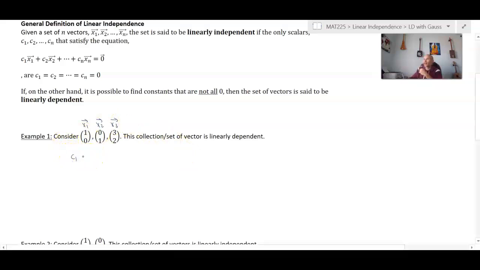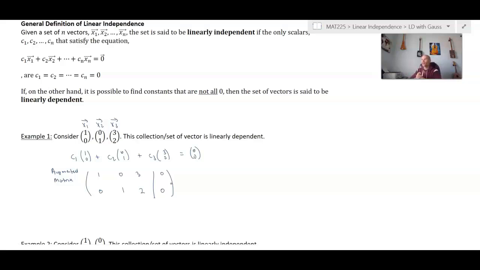So what we're trying to do is find, is there a C1 times x1 and a C2 times x2 and a C3 times x3 such that I get the zero vector? Well, this is something that we can solve for. We can solve for these three variables by using Gaussian elimination. And our augmented matrix for this system of equations would be 1 for C1, 0 for C2, 3 for C3, and then 0 for our constant. And then in the second row, 0 C1 plus 1 C2 plus 2 C3 equals 0. And this is the system that we're trying to solve.